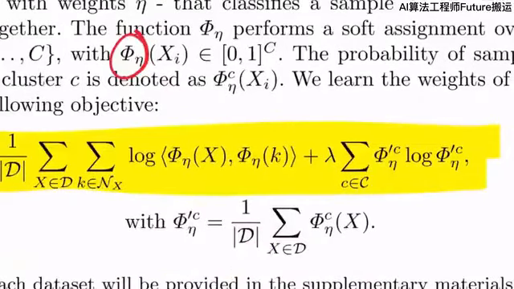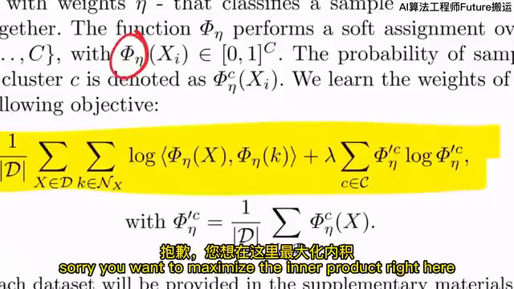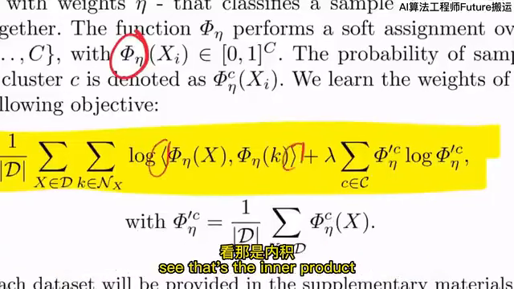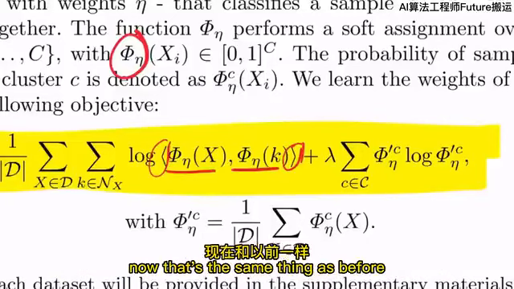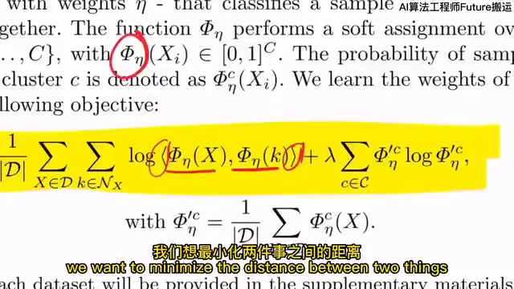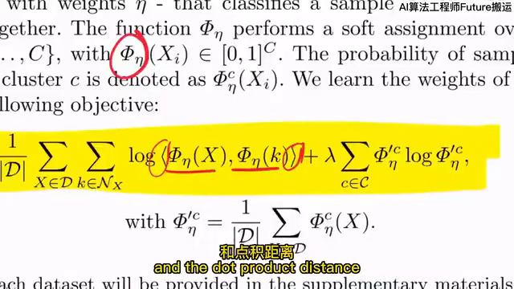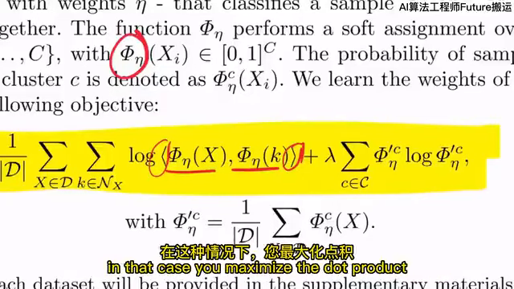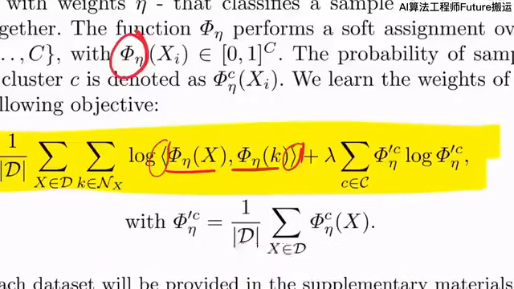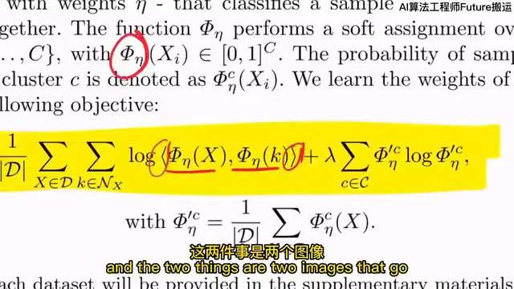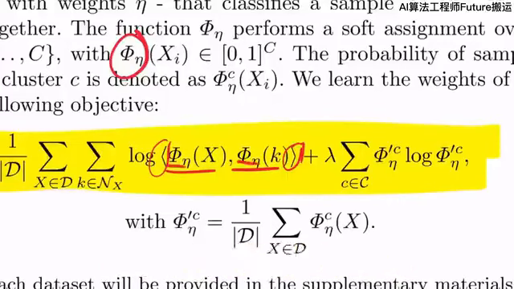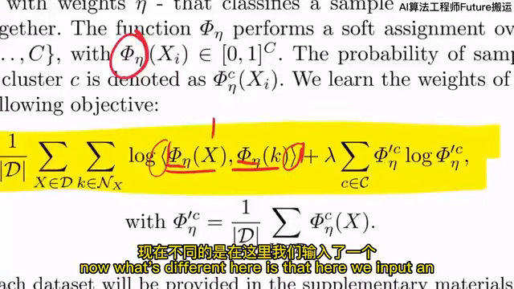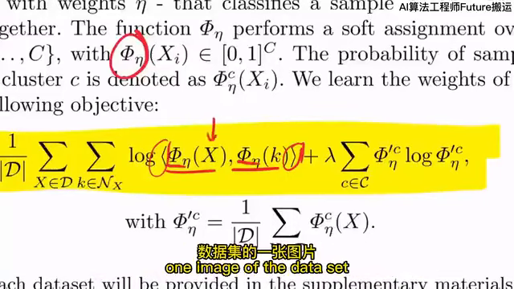Again, you want to maximize the inner product right here. See, that's the inner product. You want to maximize the inner product between two things. Now that's the same thing as before. We want to minimize the distance between two things, and in the dot product case, you maximize the dot product between two things. And the two things are two images that go through the same neural network as before, right? This and this. Now, what's different here is that here we input one image of the data set.